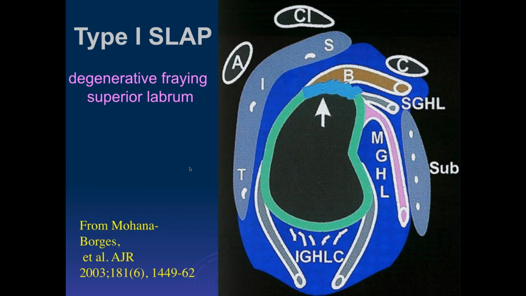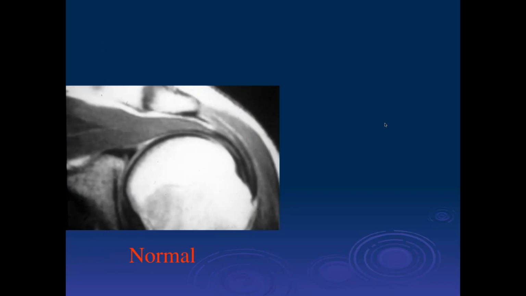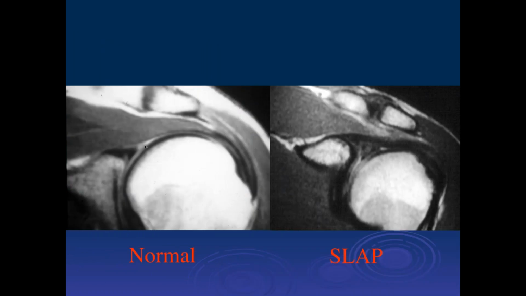So looking at these, this comes from an article from UCSD and AJR. Type 1 SLAP tear is degenerative fraying of the superior labrum. The biceps anchor is still intact. Superior glenohumeral ligaments not involved, and the middle glenohumeral ligament's not involved. And that's the most common one we see here, is normal. A little tiny recess like this, most people believe is normal.